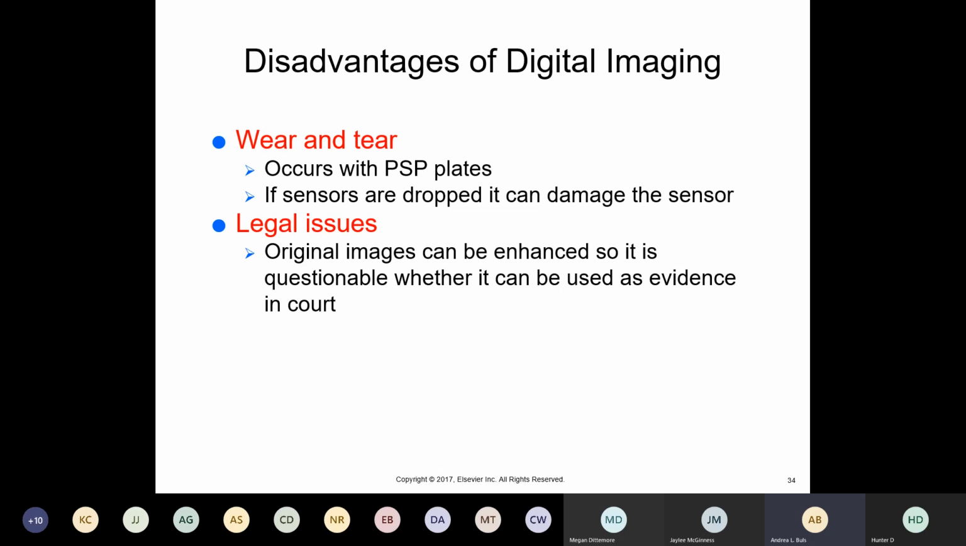Another disadvantage with digital images is they've caused some legal issues, because you can take that image and enhance it with all of these different software applications. Sometimes it's questionable whether it could be used as evidence in court or not. So if a patient is trying to declare negligence against a doctor and the images have been enhanced in some way, that wouldn't be very effective. So that's another thing with digital.